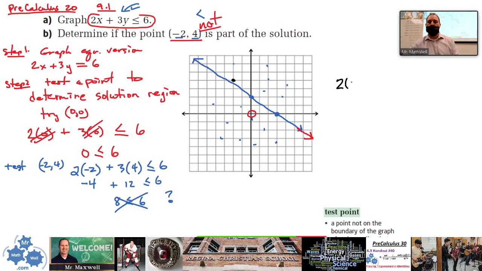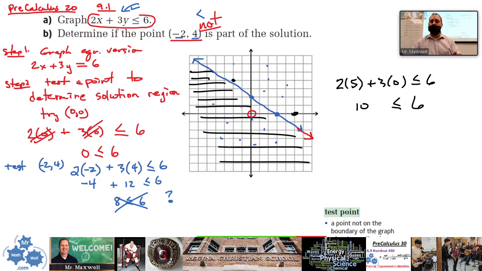Anyways, 2 times 5 plus 3 times 0. Is that less than or equal to 6? We're testing the point 5, 0, which is clearly on one side of the line. And so I've got 10 plus 0. Is 10 less than or equal to 6? And you would answer yourself, absolutely not. So that means that the other side of the boundary line would be the solution region. And you could test as many points down here in this shaded region as you want, and the inequality should be true every single time. Okay? That's the best way.